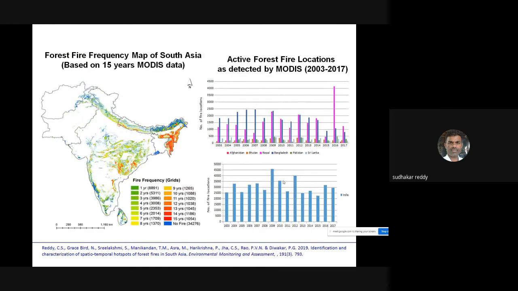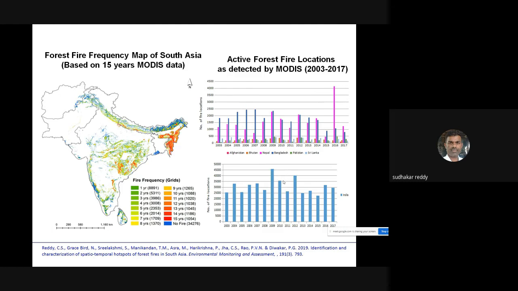By utilizing the high temporal remote sensing data of MODIS, this map clearly shows the forest fire frequency, and this information was prepared at 5 kilometer grid level, identifying the regions which have high fire frequency, moderate fire frequency, and low fire frequency. If you see here again, the map clearly identifies that the areas in Northeast India, Central India, Eastern Ghats, parts of Rajasthan, as well as towards Maharashtra show high fire frequency.